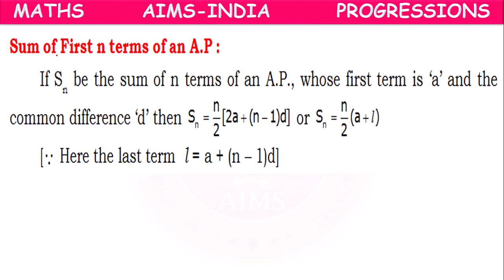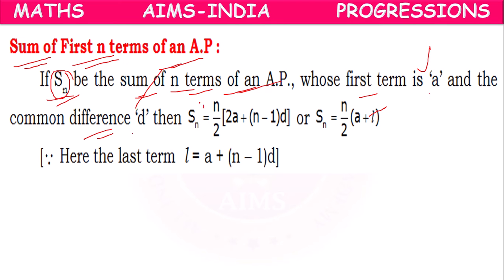So next our next concept is sum of first n terms of an AP. If Sn be the sum of n terms of an AP whose first term is a and the common difference is d, then Sn, sum of n terms, is given by n by 2 into 2a plus n minus 1 into d. The formula for sum of n terms is n by 2 into 2a plus n minus 1 into d.